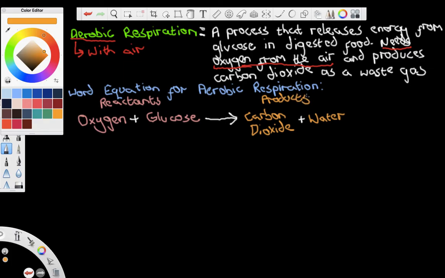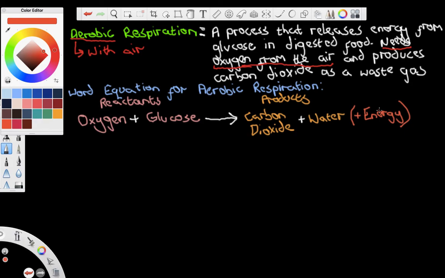Okay? At the same time in our word equation, I'm going to put this in a darker orange, we get the release of energy. So we can put plus energy over here. We'll talk more about that in a moment, but because this isn't a substance we can hold, we don't add it in the word equation, but energy is released that is used by the cells.